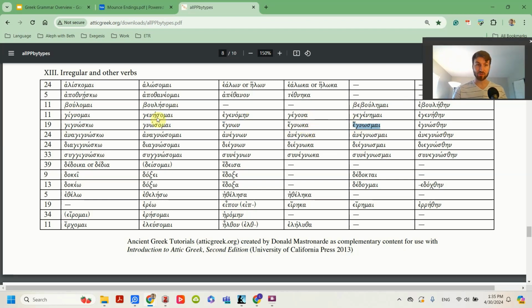So if you're writing gnosko, you're writing out and you're wondering, does gnosko change? What is the form of the perfect? You would come and look at the fourth and fifth principal part columns, and this would give you the first singular form of it. But then you can form the rest using the endings.